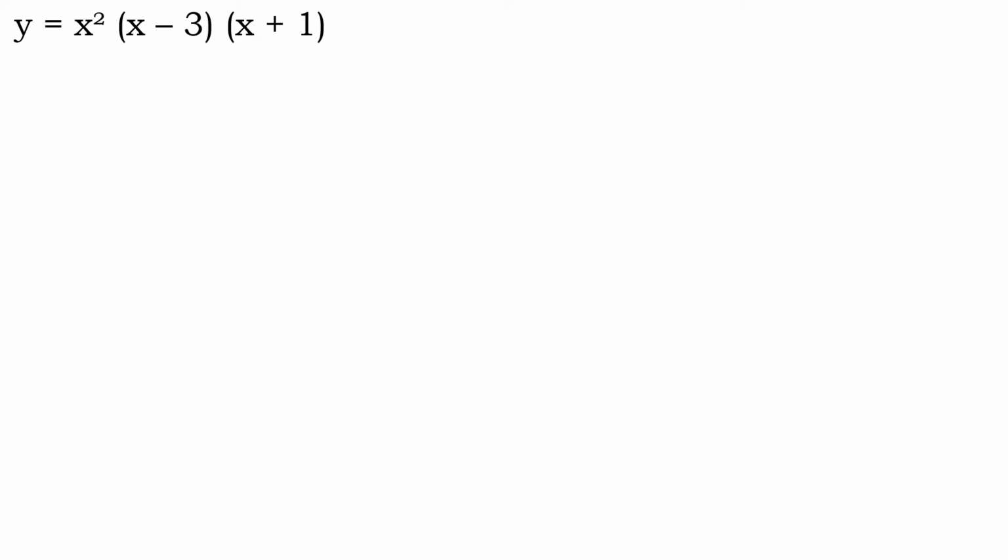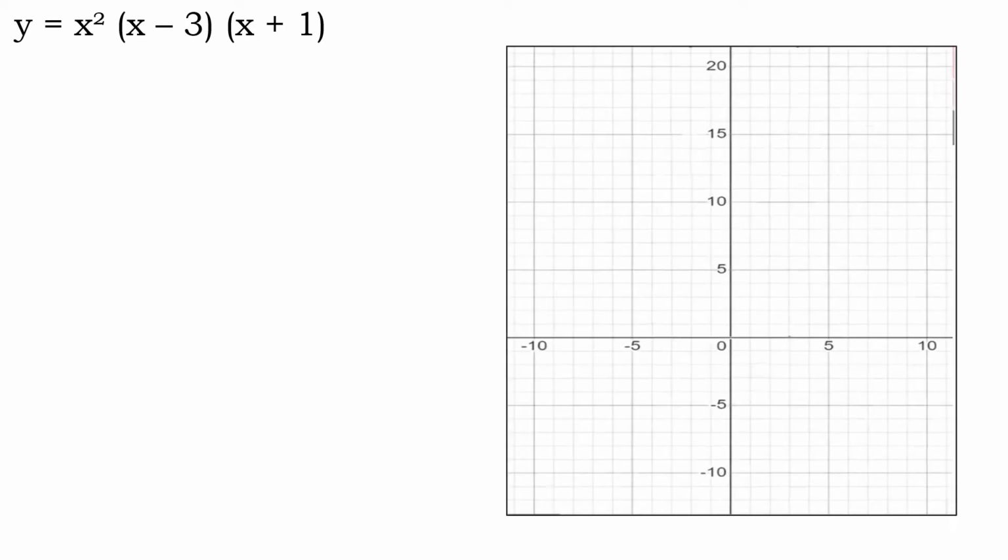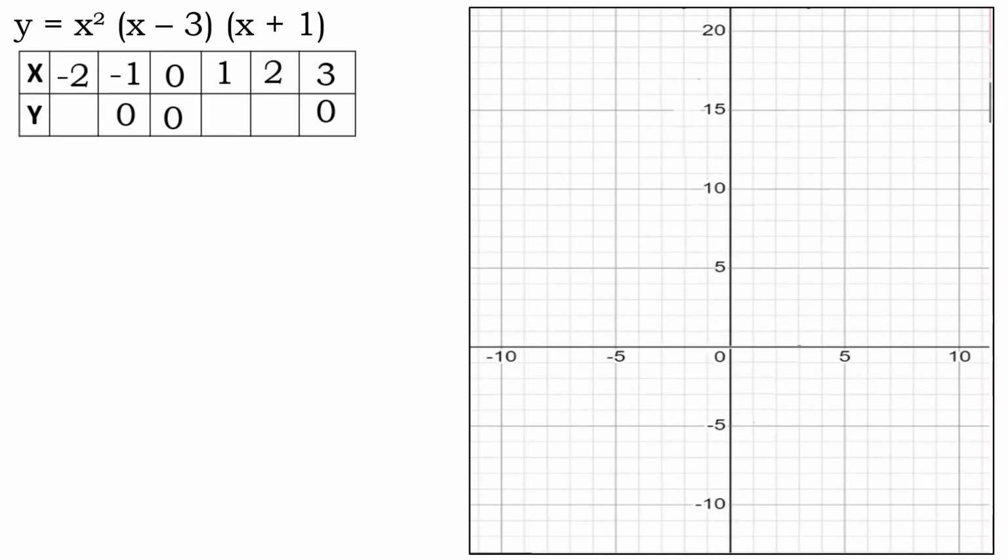So, let us now graph the polynomial. Let us first put our table of values from earlier. This is the x-axis and the y-axis. Let us plot first the x-intercepts. Negative 1, 0. It is located here. Then 0, 0, the point of origin. And we have 3, 0.